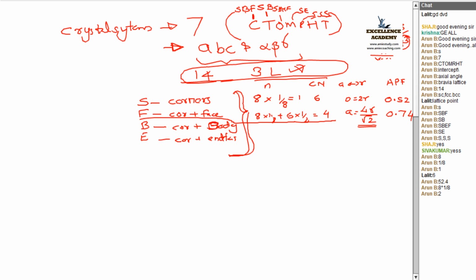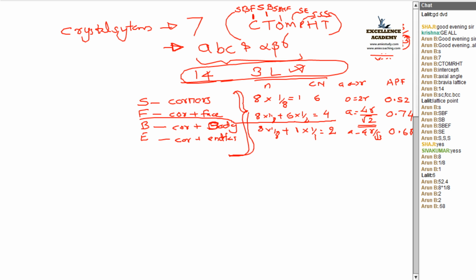Next is body centered. For body centered atoms, how many effective number of atoms are there? Eight into 1 by 8, plus only one body centered atom, isn't it? 1 into 1 by 1, that is shared by only one unit cell. The effective number is how much? 2. A is equal to 4R by root 3, right? And what is the value of APF? 0.68.